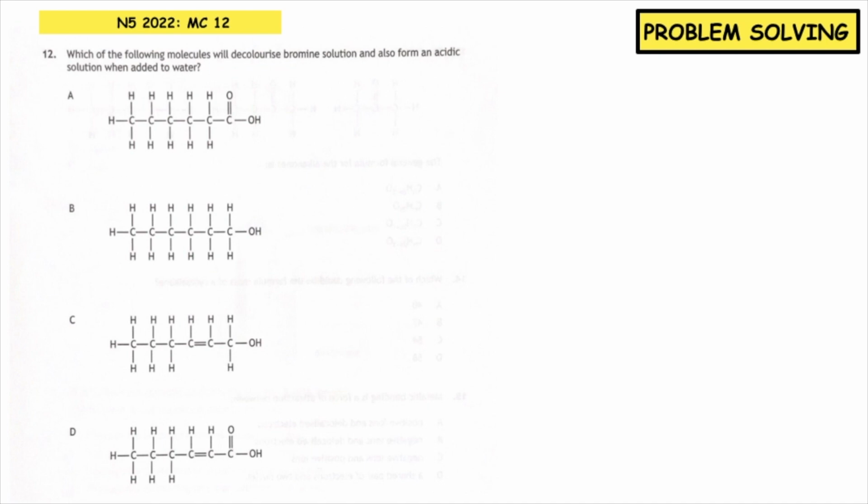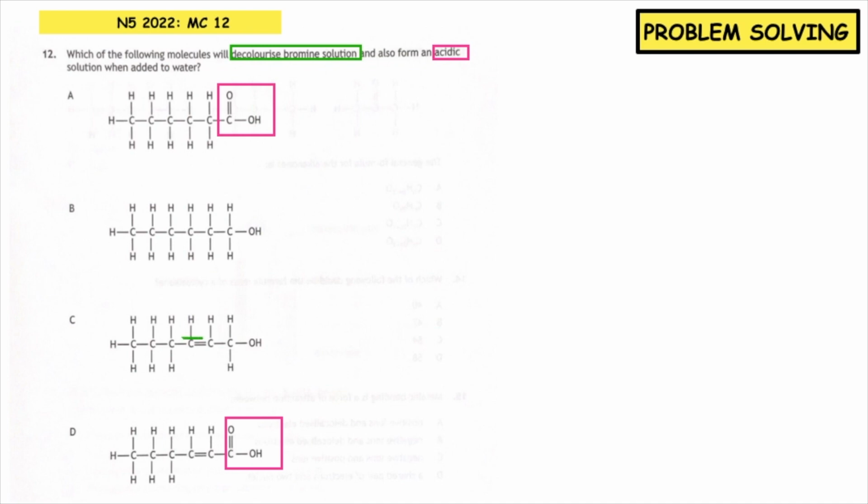This past paper question is from the National 5, 2022, multiple choice 12. Which of the following molecules will decolorise bromine solution and also form an acidic solution when added to water? So what we're looking at is the functional groups. For it to be acidic, I'm looking for a carboxylic acid, so I'm looking for a carboxyl group. So that could be A or it could be D.